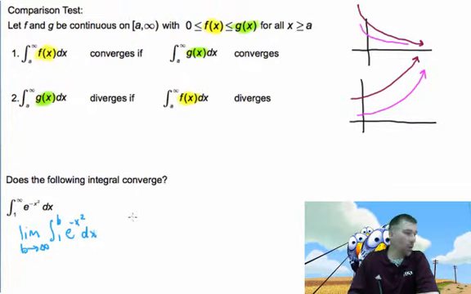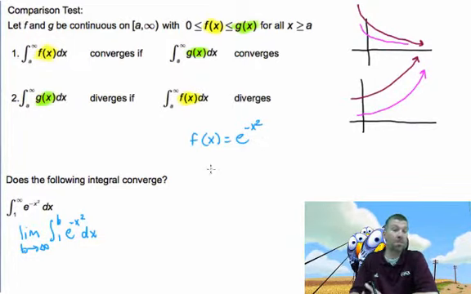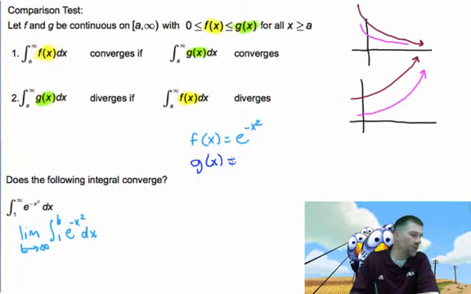So what we're going to do is let f of x equal e to the negative x squared. We want to pick a function that's bigger than that. And so the one that we can pick that's bigger than that to use for comparison is one that's really similar to that as well. So we could say, hey, what about if we picked e to the negative x?